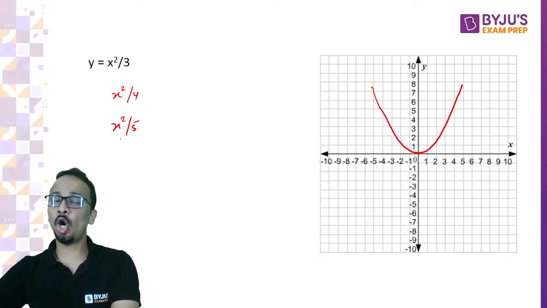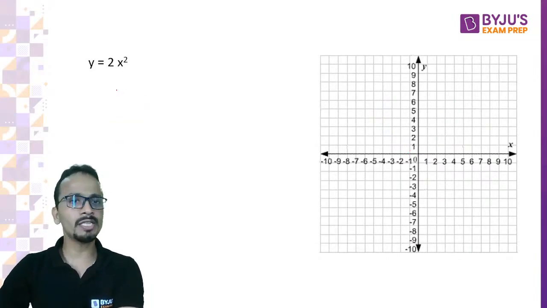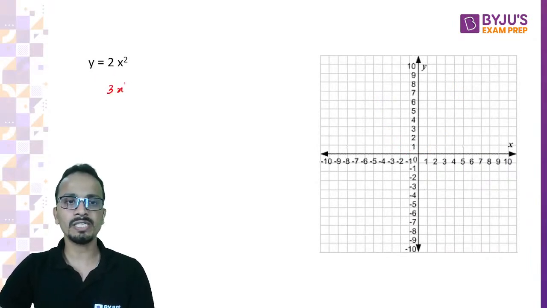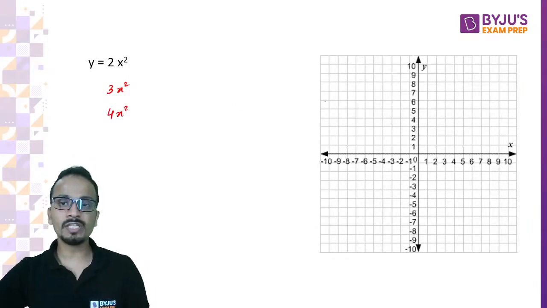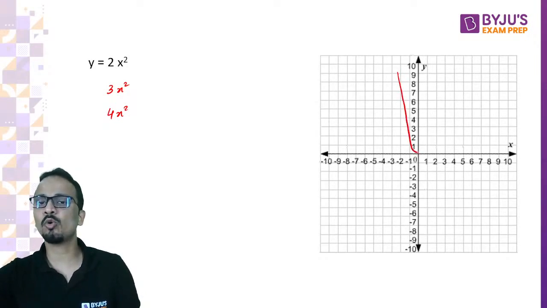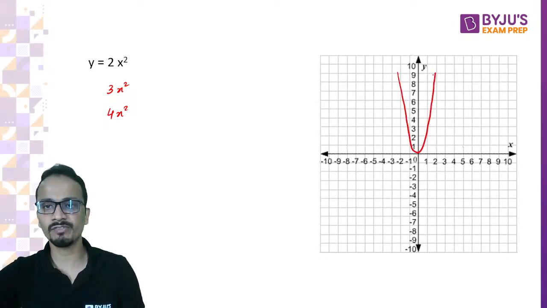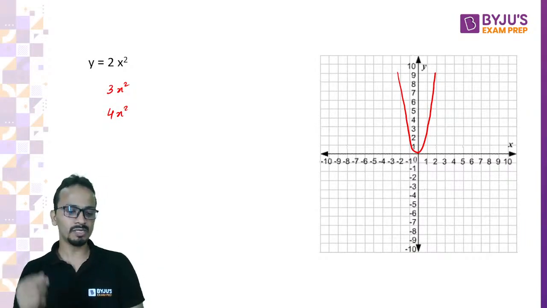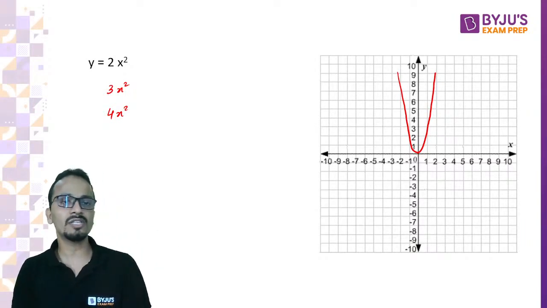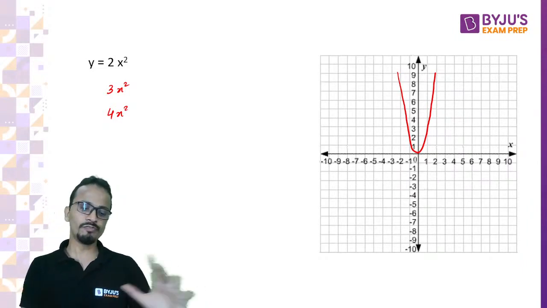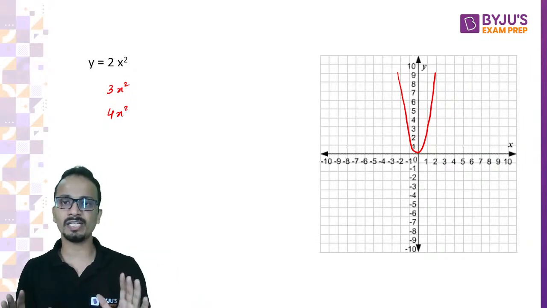On the other hand, if you are plotting the graph of y equal to 2x square or 3x square or 4x square, the slope of this graph will keep on increasing. The graph will be something like this. The curve will become a bit steeper, and it will keep on getting steeper and steeper as you increase the coefficient in front of x square. So these are a few general things that we are discussing here.